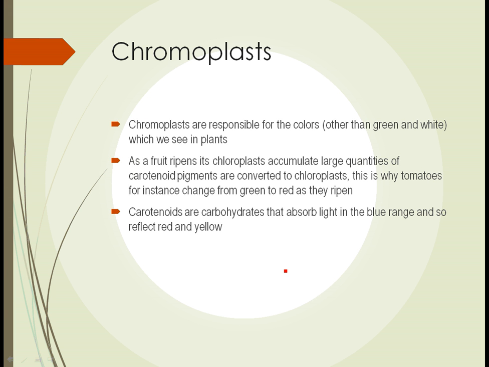Carotenoids are a type of carbohydrate, and they absorb light in the blue range, meaning they don't use light in the red or yellow range. That gets reflected, and that's why we see those colors.